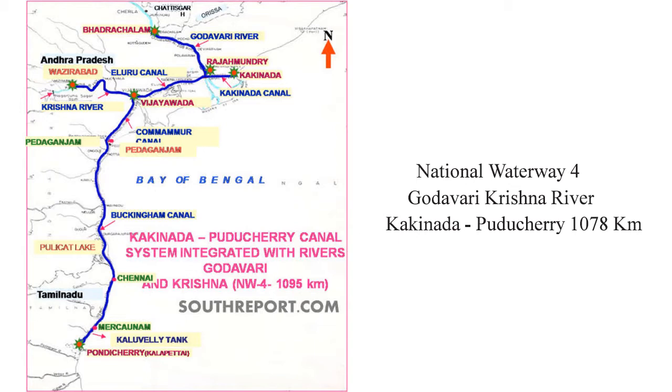So it starts from the Godavari river, that is Kakinada, then connected with Kakinada canal to Godavari river, then again connected with Elluru canal with Krishna river, and then there is a Kamamur canal. So basically it connects rivers with canals, and it connects Kakinada with Puducherry with many branches in between. So that's the 4th national waterway, that is Godavari Krishna river, Kakinada Puducherry, 1078 kilometers.